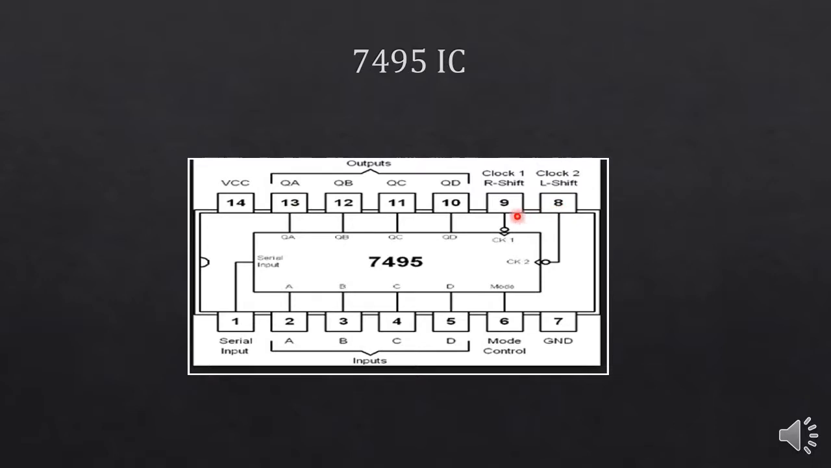Pin number 8 and 9 are for the clock signals. When you want to serial input your data, you are going to apply the clock signal at pin number 9. And when you want to parallel input your data, you are going to apply the clock signal at pin number 8. This is how this IC is going to work.